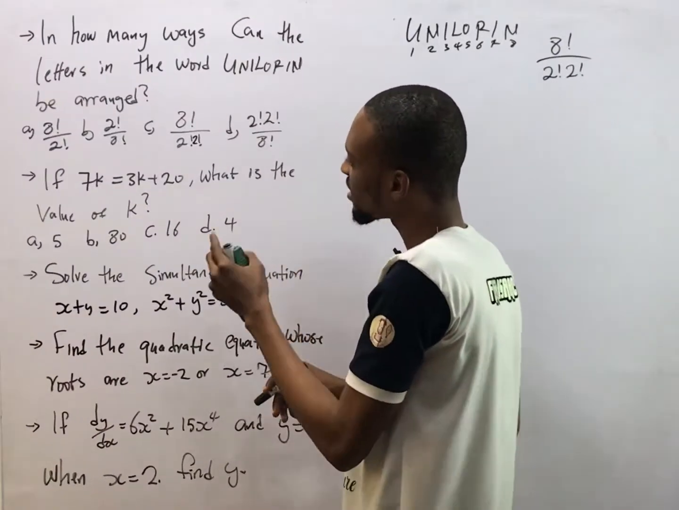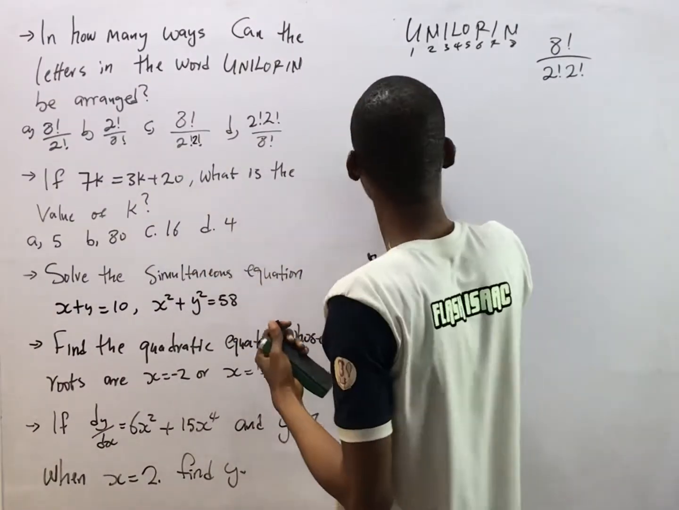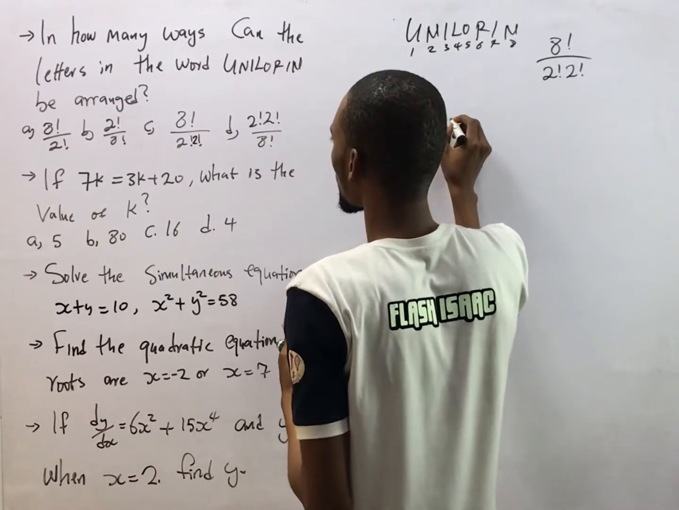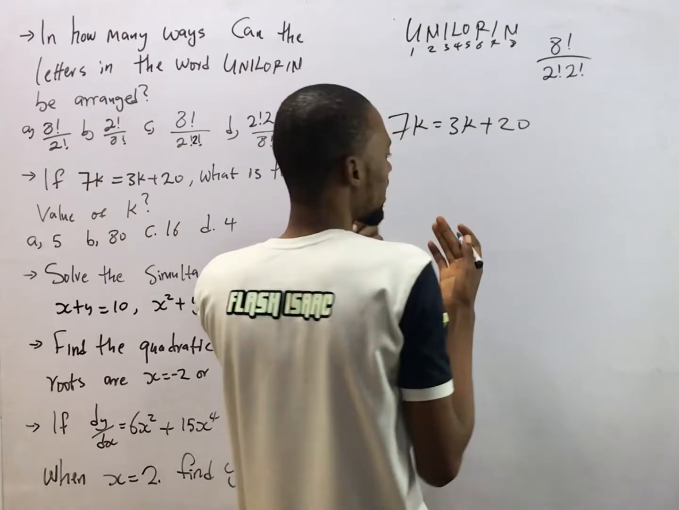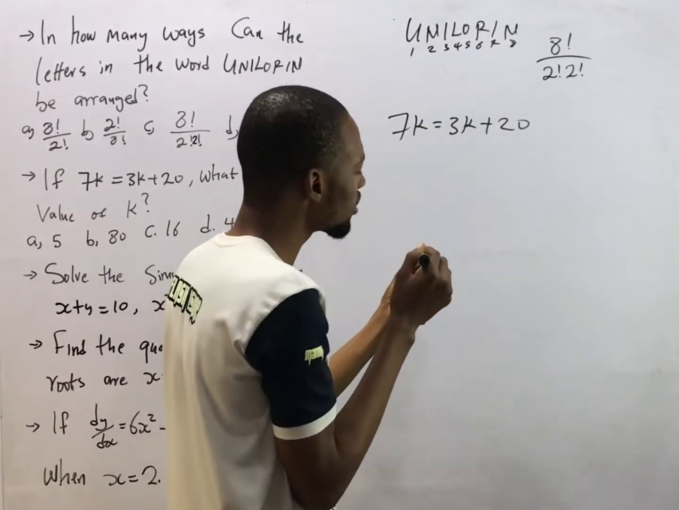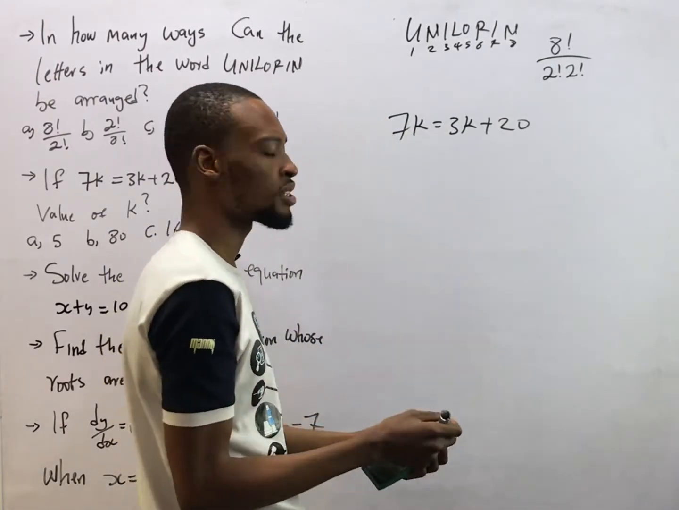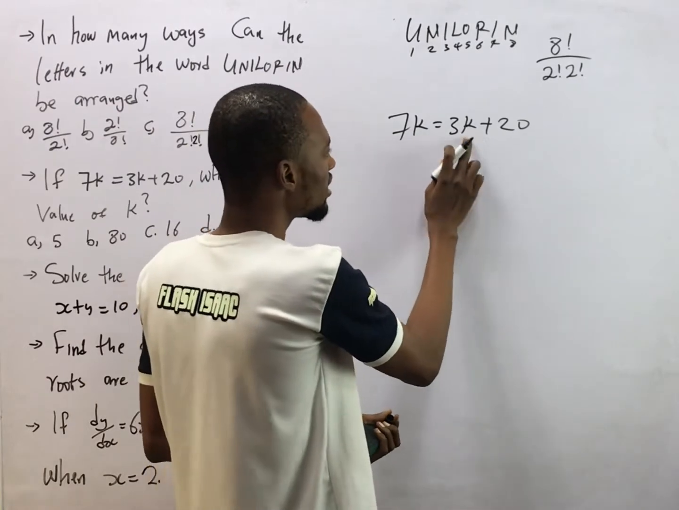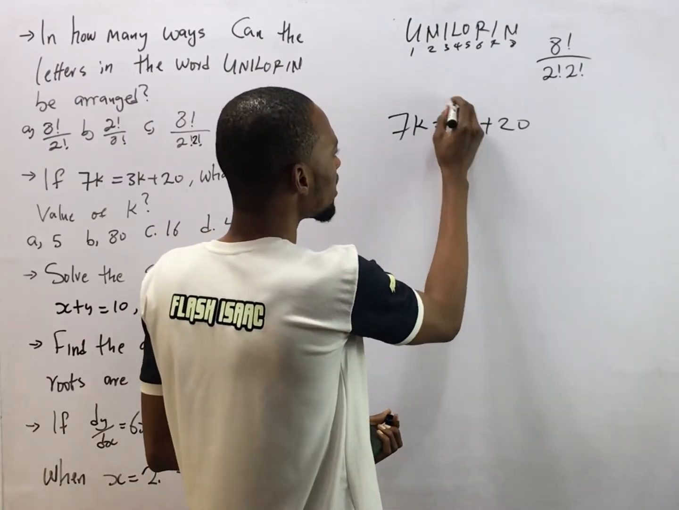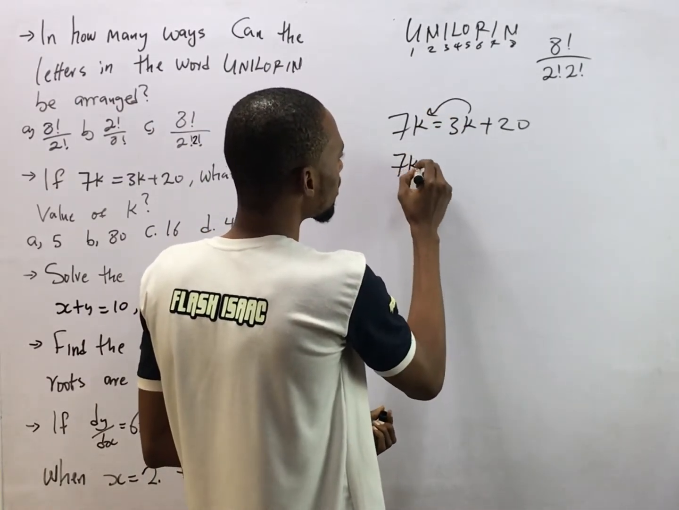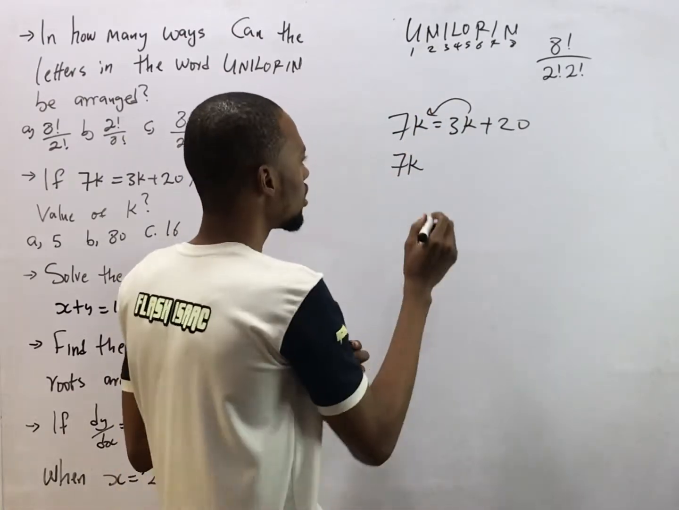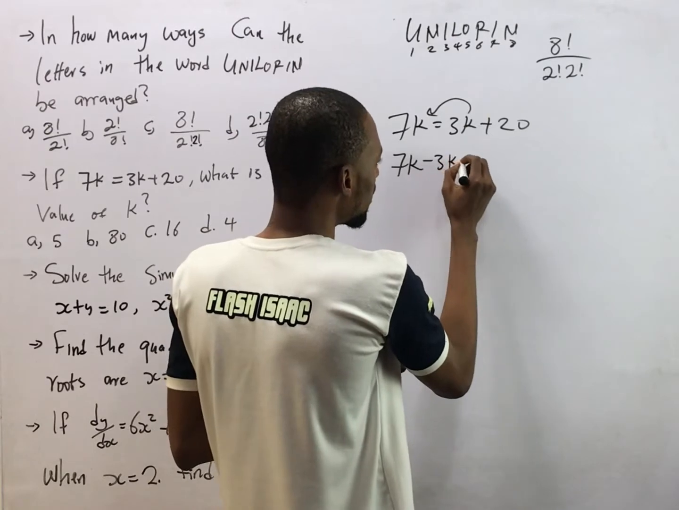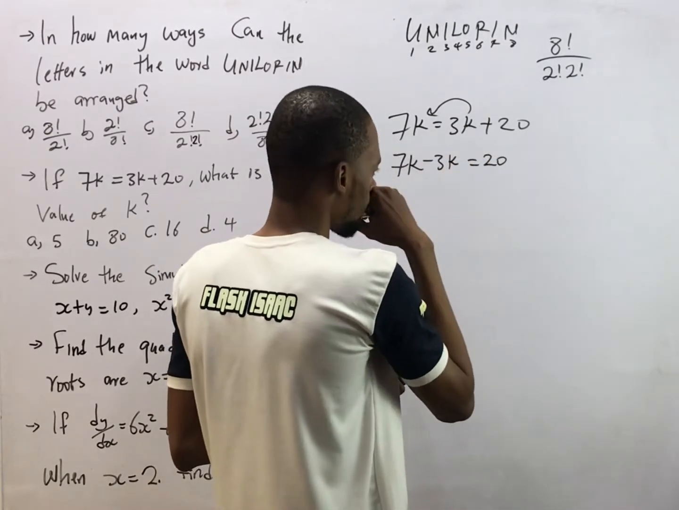The second question says, if 7k is equal to 3k plus 20, what is the value of k? Solving this, we simply collect like terms. This has k, there's no k here, so we take this here. So 7k is positive here. Crossing the equality sign, it becomes negative. So this becomes minus 3k here equals 20.